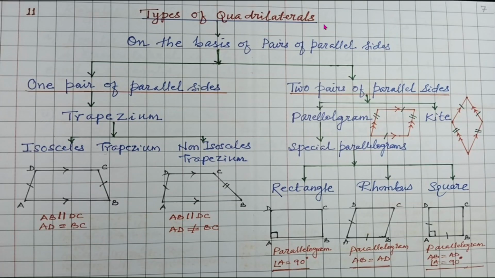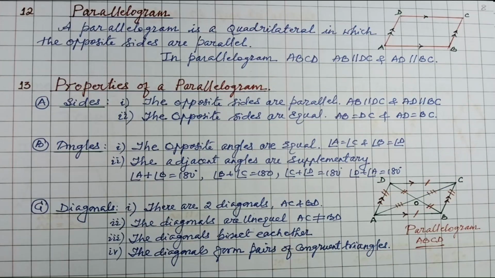Remember that. The quadrilaterals are classified on the basis of pairs of parallel sides. If the quadrilateral has one pair of parallel sides, then it is called a trapezium, and there are different types of trapeziums. They are the isosceles trapezium and the non-isosceles trapezium. And if the quadrilateral has two pairs of parallel sides, then it is classified as a parallelogram or a kite. Again we have special parallelograms known as rectangle, rhombus and square. So we will be learning all the properties of the different types of quadrilaterals one by one. So now let us begin with a parallelogram.